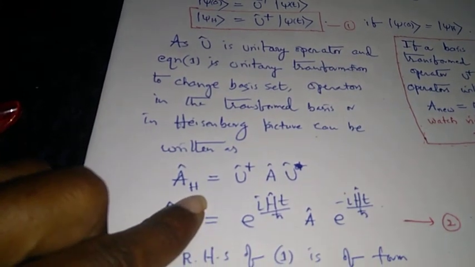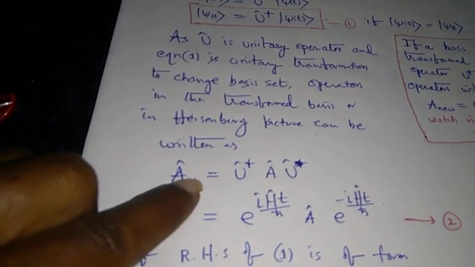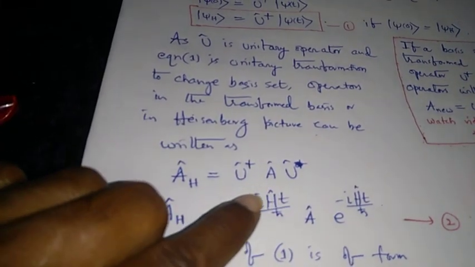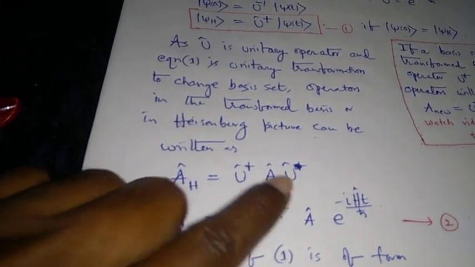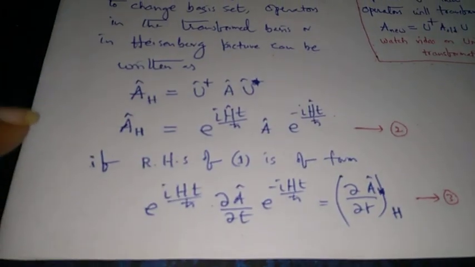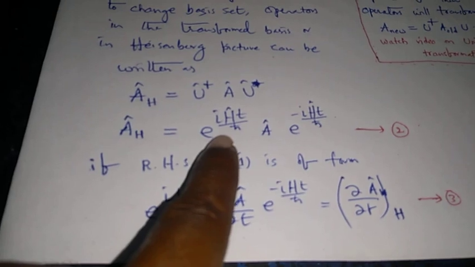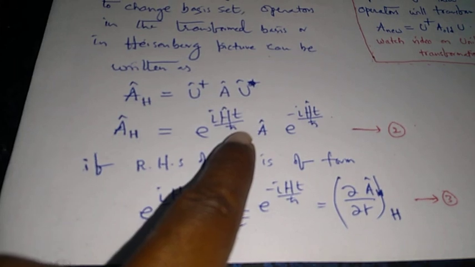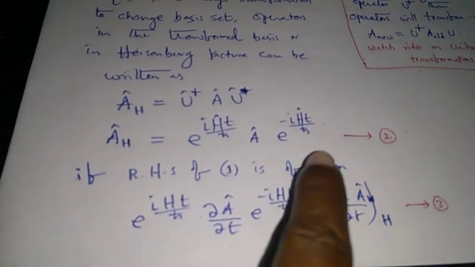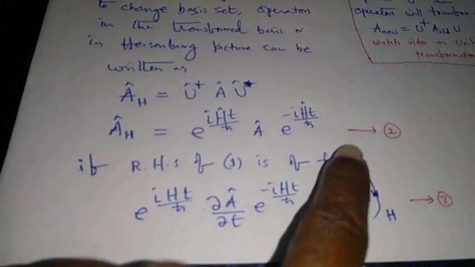So the operator in Heisenberg's picture can be denoted as A sub capital H, and it can be written as U dagger, A in Schrodinger's picture, into U. And if you substitute U dagger by exponential i H t over h cut into A, and then take U as it is, then we can get this expression number 2.